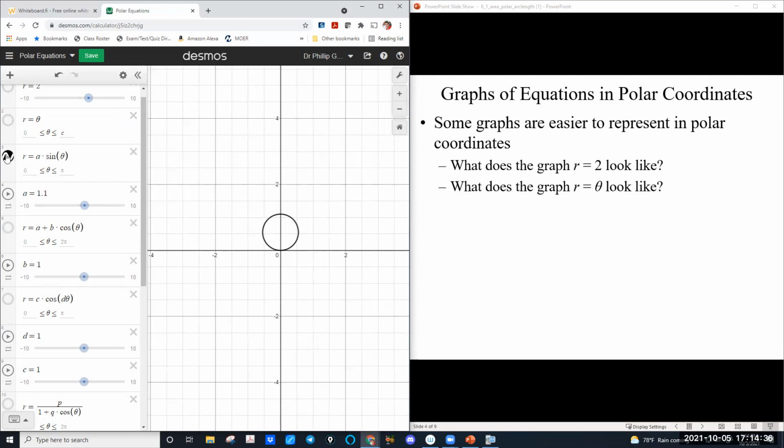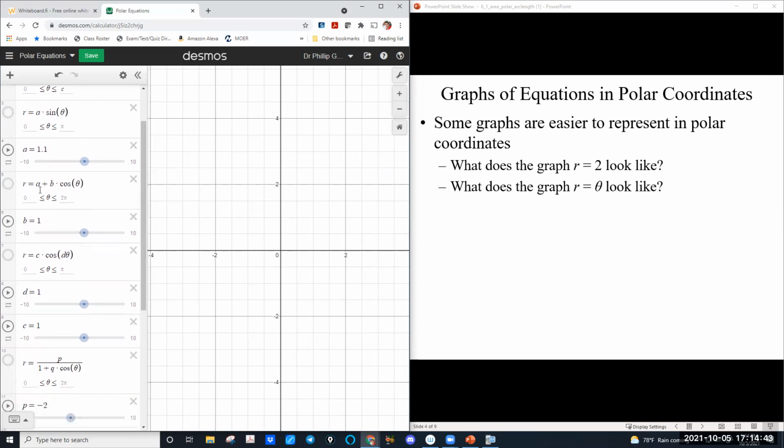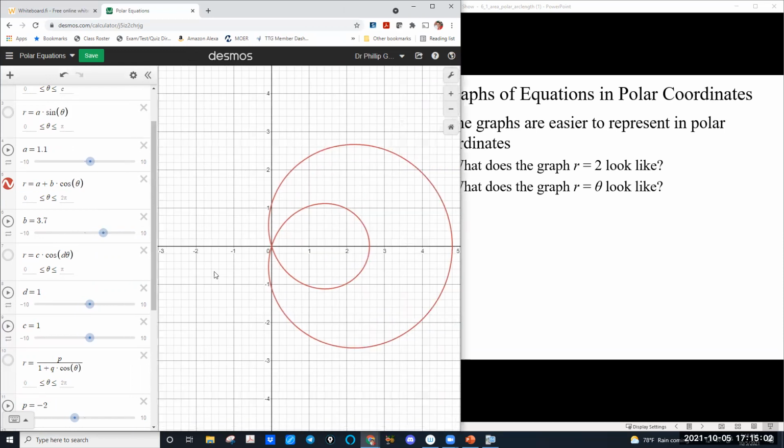Same thing with cosine. We'll play around with it a little bit here. Now if we add a constant to cosine, this creates what's called a cardioid because it kind of resembles a heart. And watch what happens as b varies. Now we can make it have a loop as b gets larger. So a lot of really cool graphs.